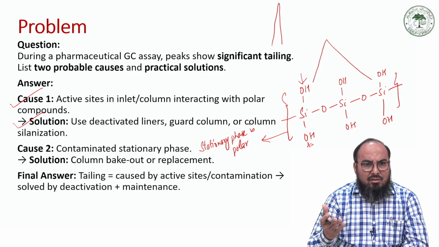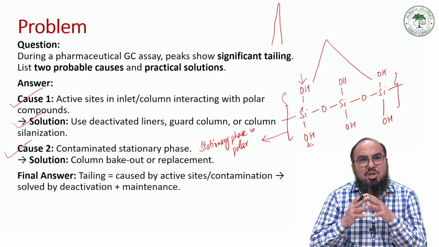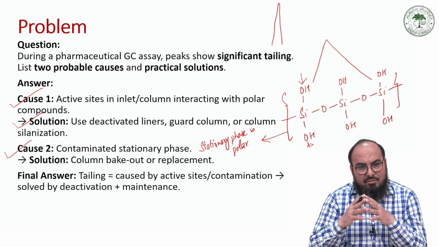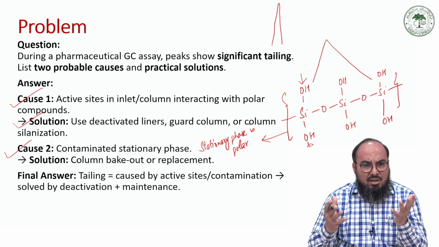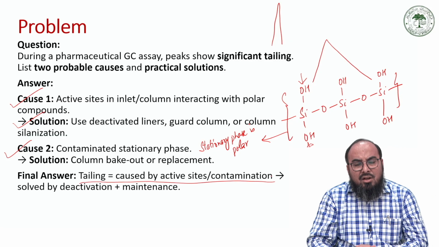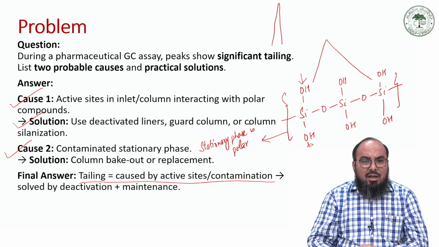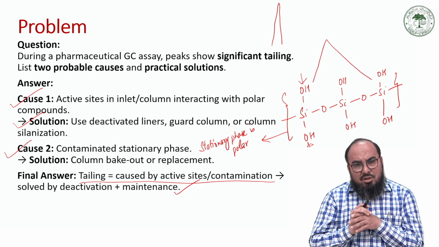Similarly, another probable cause may be that your stationary phase is contaminated. In that case, you have to replace your stationary phase. So the answer is, tailing is caused by active sites blocking or because of contamination, and that can be solved by deactivation, or by replacing or doing maintenance of your stationary phase.